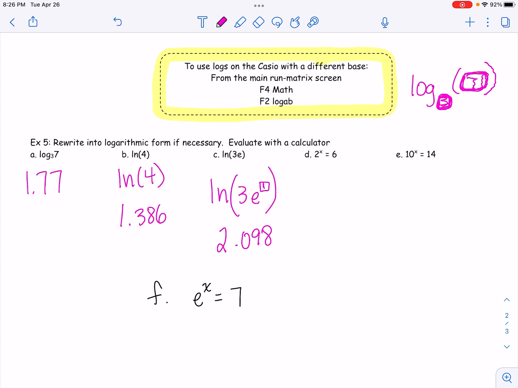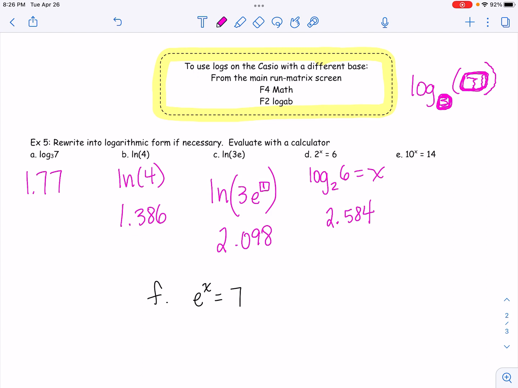For something like D, I would actually rewrite that as a log in order to evaluate, because that's how we solve for an exponent, by using that inverse property of logs. So this is like the problem from above. This is going to be log base 2 of 6 is equal to x. So I do have to go to math, option F2, log base 2 of 6, hit enter, and I get about 2.584.